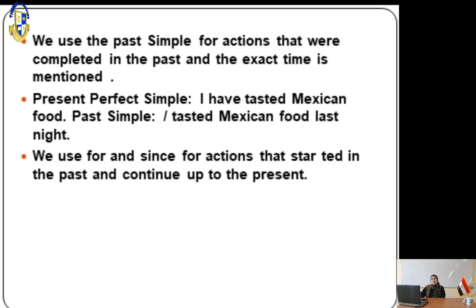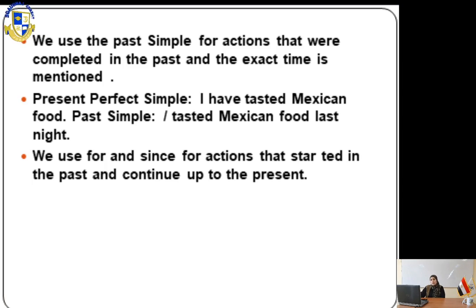Also, we use for and since for actions that started in the past and continue up to present, as we have mentioned before. Now, for the present perfect simple, for and since, some notes. For is usually followed by a period of time. For example, I have been here for 2 hours. But since is usually followed by the starting point, the start of the action. For example, I have had this car since 2004.